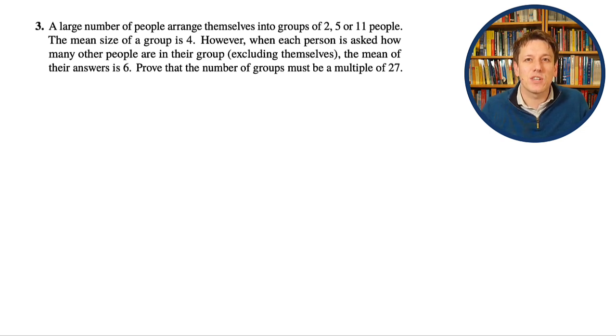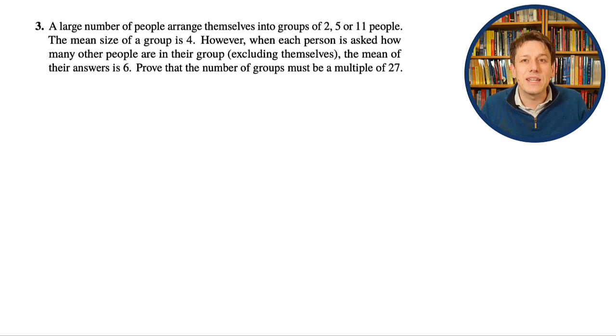So quite a tricky question here because we've got some quite complicated information to unpack, and also because the answer is given to us. The thing we're showing is that the number of groups has to be a multiple of 27, so there is no answer. All of the marks here will be for the working, and it's very often harder to write up a good solution than it is just to get an answer. So make sure you've had a go at this before you watch the solution, but let's have a go at it now.